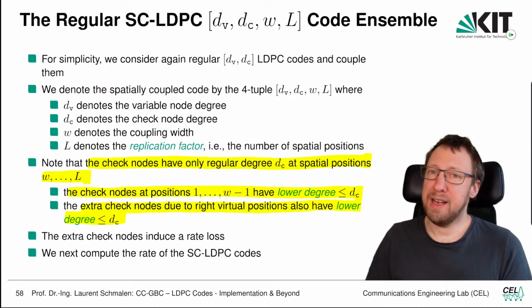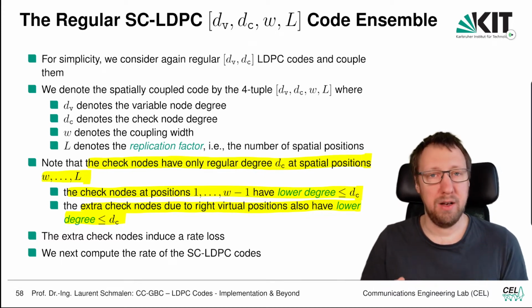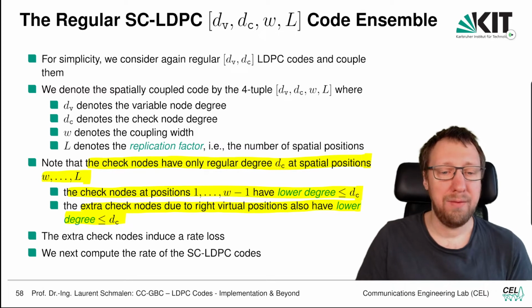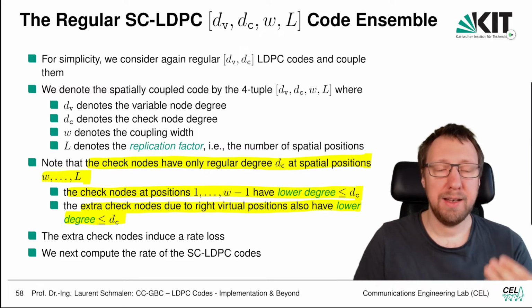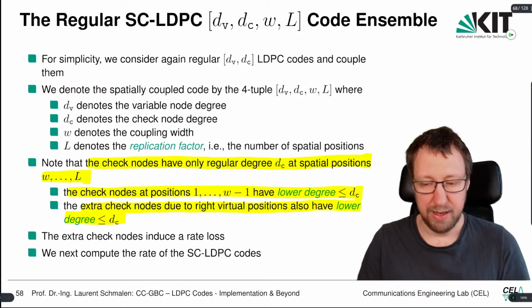But also we see that the extra check nodes lead to a rate loss. So what we have is a rate loss, and this rate loss is something that we're going to calculate next.